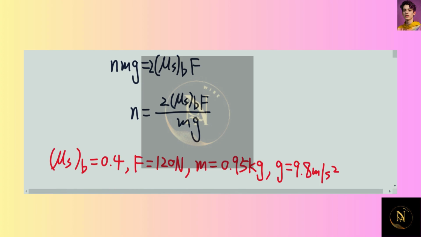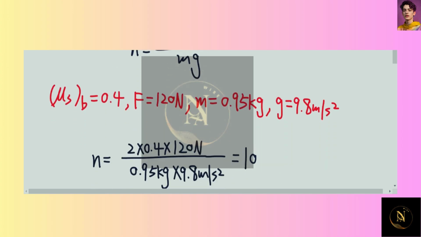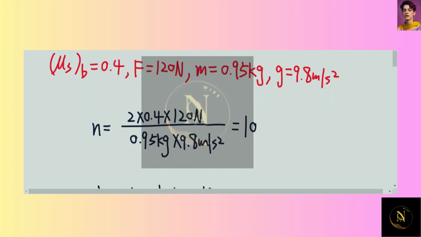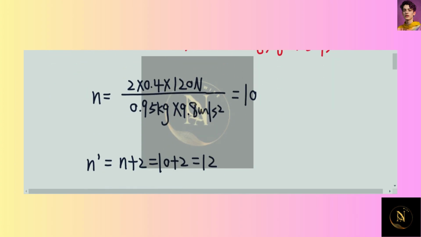So we know the coefficient of the static friction between the books is 0.4, and the force applied to the books is 120 Newton. And we know the mass of each book is 0.95 kilograms, and the acceleration of the gravity is 9.8 meter per second square. If we plug back into the equation with these values, eventually you have the number of books is equal to 10. Remember, we exclude two books initially. Therefore, the total number of the books should be equal to n plus 2, which is equal to 10 plus 2, and this is equal to 12.